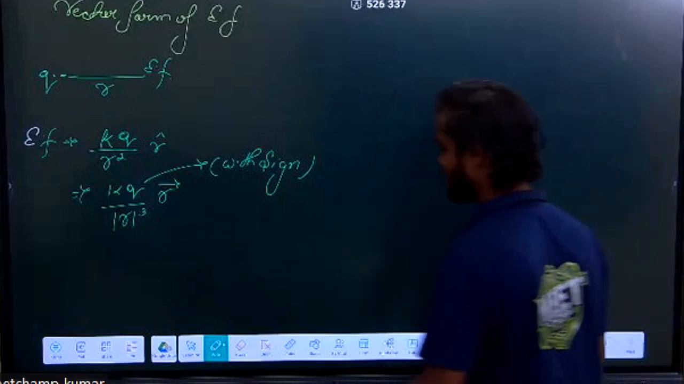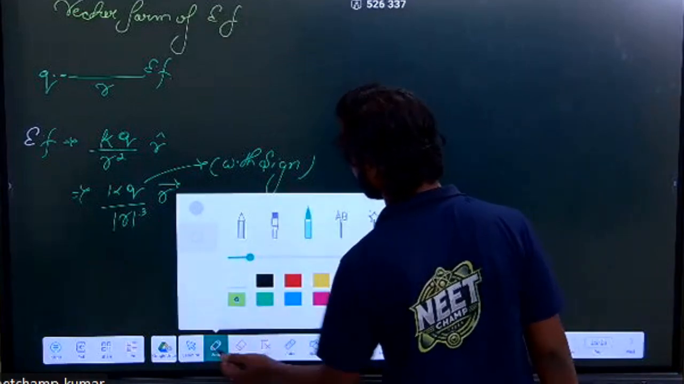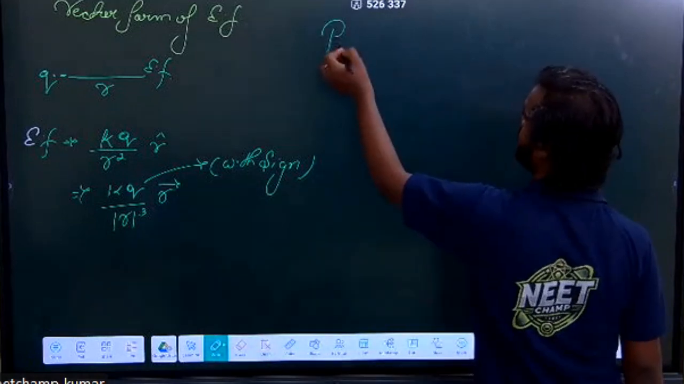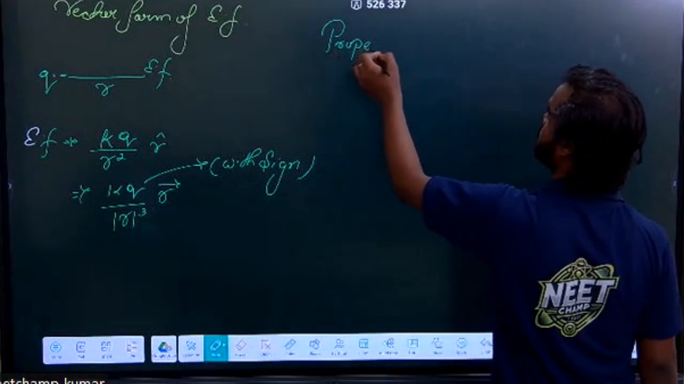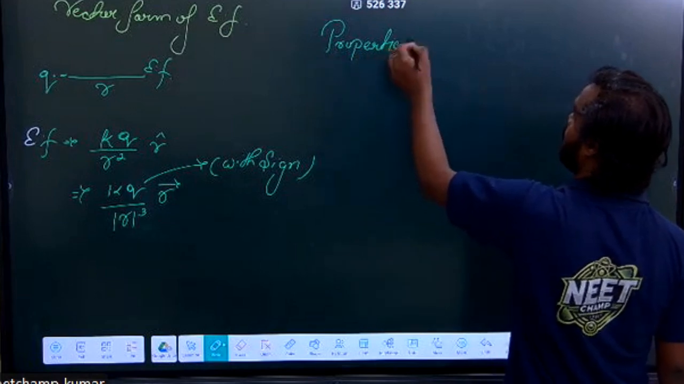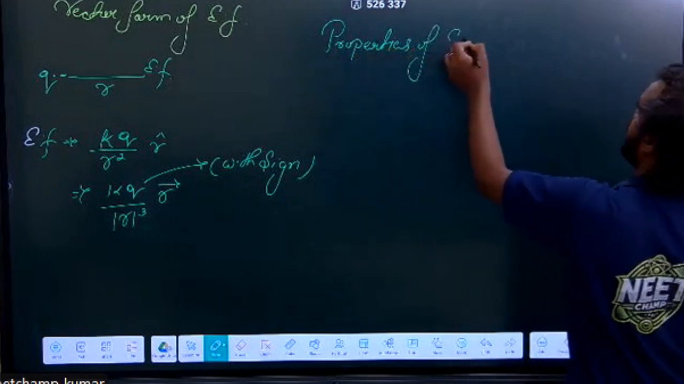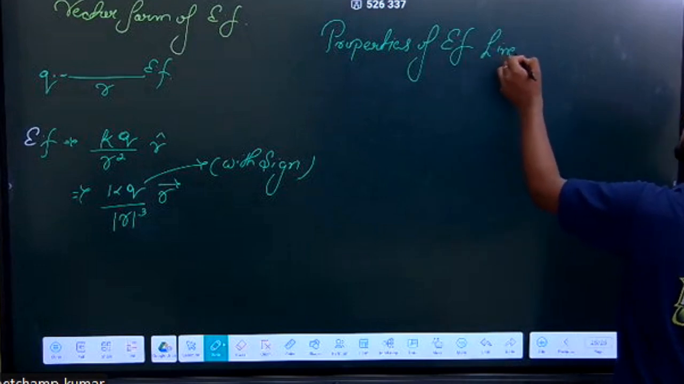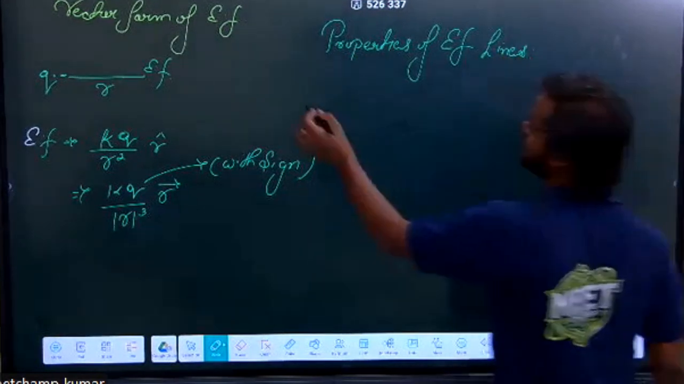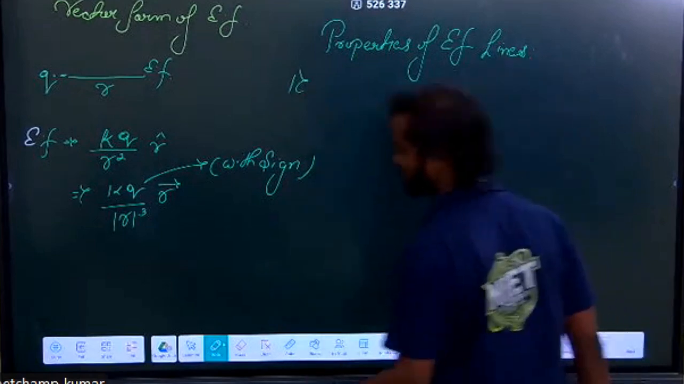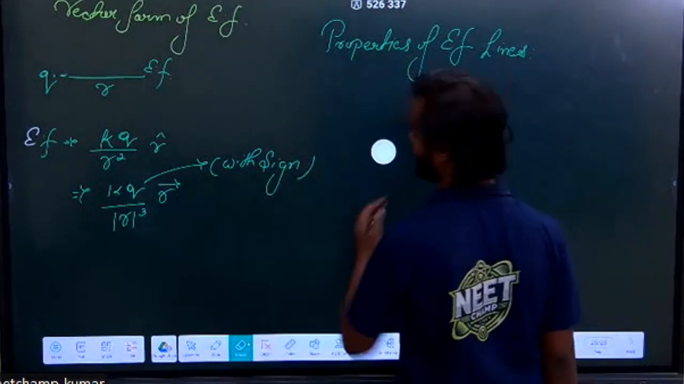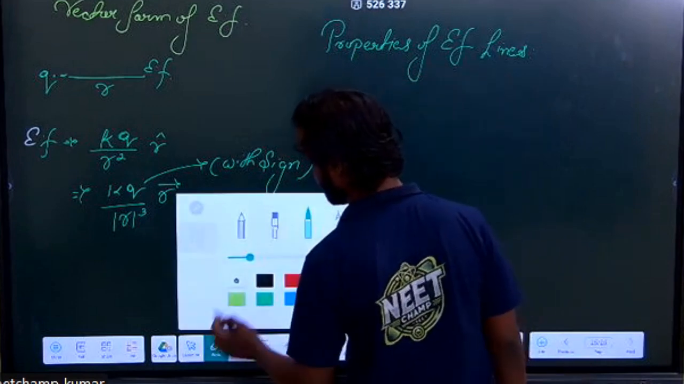Because this is about the electric field we know. But before solving any question, it is very important to know about the properties of electric field lines. So what are the properties of electric field lines? Every time one question comes on the properties of electric field lines, so you should know these properties because they are very important. So let us start with the first property.